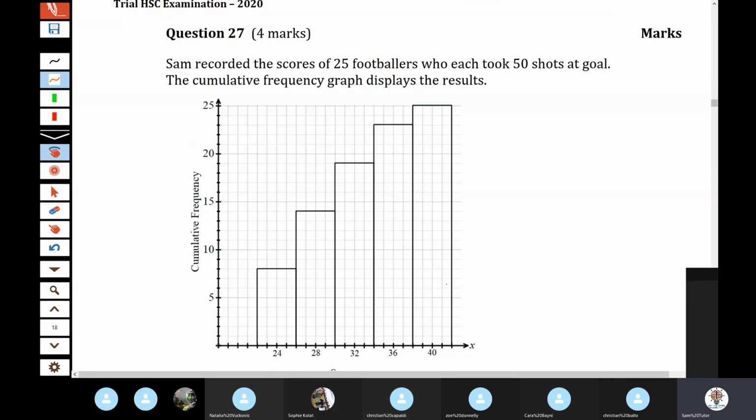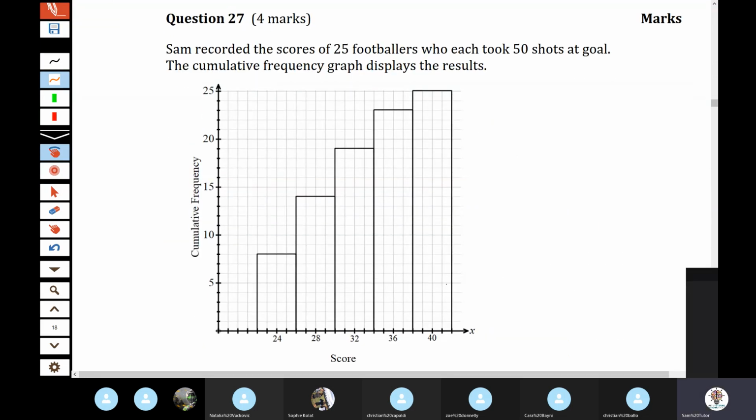I think we'll do this because why not? Even though it's not bivariate, it's single variable. Sam recorded the scores of, it's always Sam. Sam recorded the scores of 25 footballers who each took 50 shots at a goal. So 25 different footballers who each took 50 shots at a goal. The cumulative frequency graph displays the results.